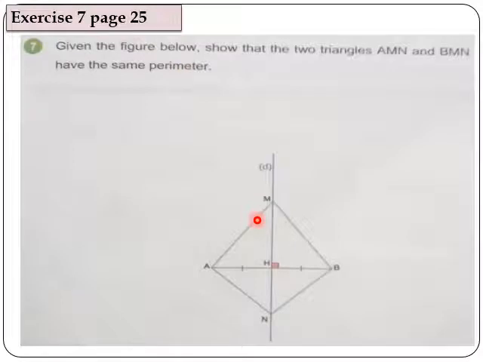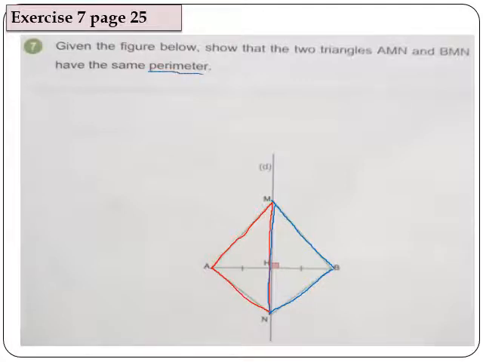Look with me at the figure. AMN. This is our first triangle, AMN. I'm marking it with red to see well what I am talking about. And the other triangle is BMN. It has three sides, BN, BM, and MN. Okay? I have to show that they have the same perimeter.